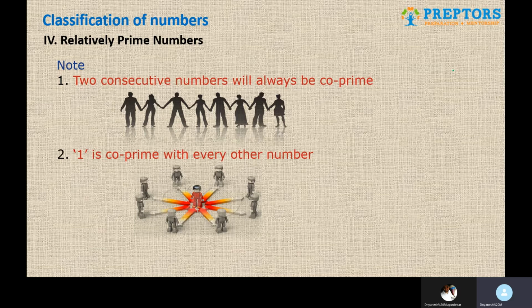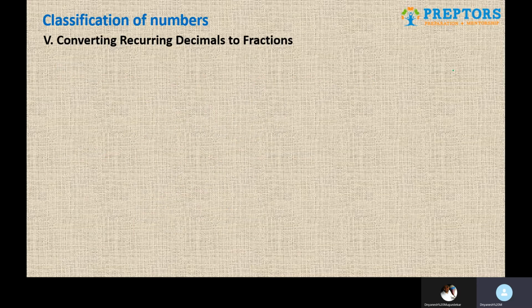Then continuing further, the next idea is converting recurring decimals to fractions. Very interesting observation as well. For example, 0.1 bar, which is basically 0.11111. Any such recurring decimal repeats one digit or a pattern of digits continuously. If you want to convert them to a fraction, what is the theory?